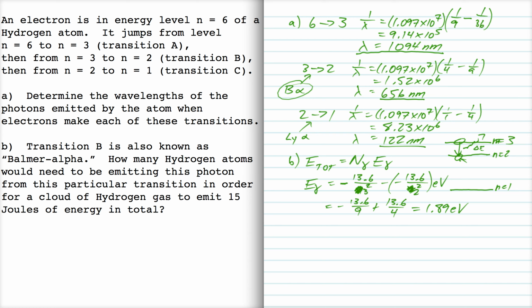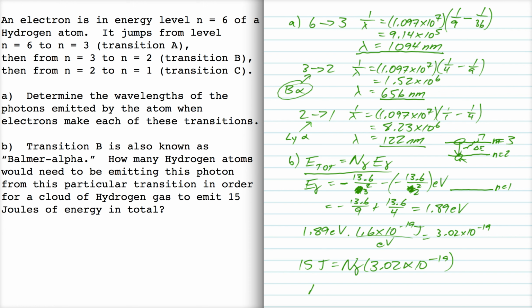Okay, now I'm going to need to convert this into MKS units, so 1.89 eV, I'm going to multiply by the number of joules per eV to get 3.02 times 10 to the minus 19. Okay, now I'm going to return to this. I know that 15 joules is equal to the number of photons times the energy per photon, which is 3.02 times 10 to the minus 19. So if I solve for n, I get 5.0 times 10 to the 19th. That's how many hydrogen atoms are needed to get 15 joules of energy.